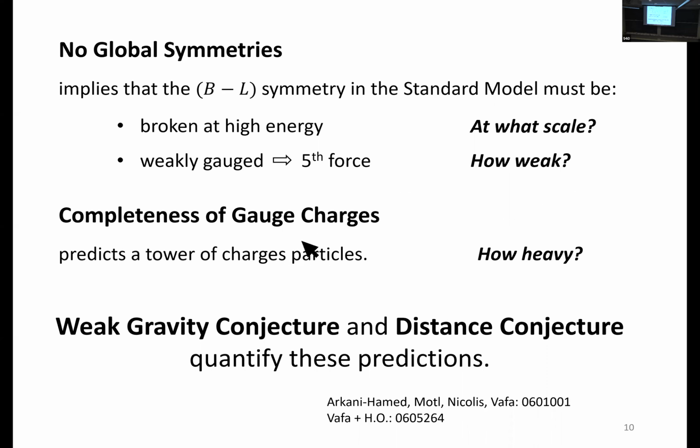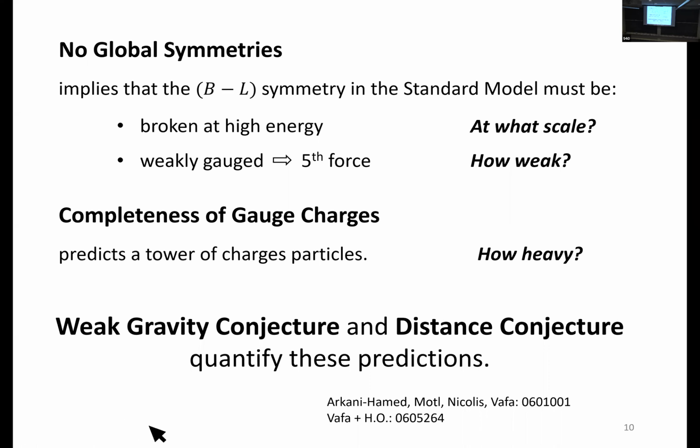And also, I just said that there is a completeness of gauge charge. So that means that, for example, if the U(1) symmetry in the Maxwell sector is compact, then there must be some kind of magnetic monopole. And then you can ask how heavy that predicted charge should be. Okay, so our theorem does not answer these questions.